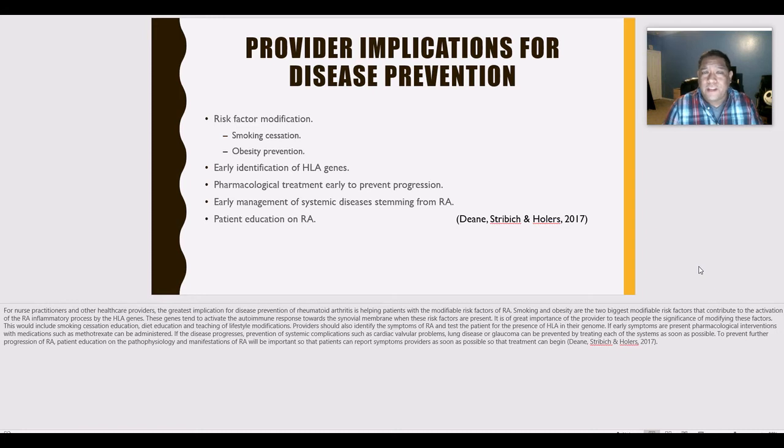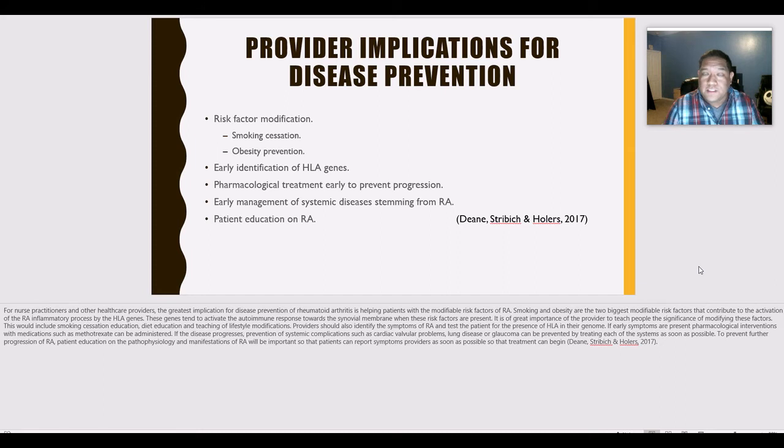What are some provider implications for this disease? Well, modifying those modifiable risk factors is what's important. Now, a thing to point out here is that smoking and obesity, which are the modifiable risk factors of RA, are actually the two risk factors that cause RA the most. When a person has the HLA genes in the genome and they have one or the other or both of these modifiable risk factors, it greatly increases the chance that the autoimmune response will take place. So identifying those risk factors is going to be very important for the provider.